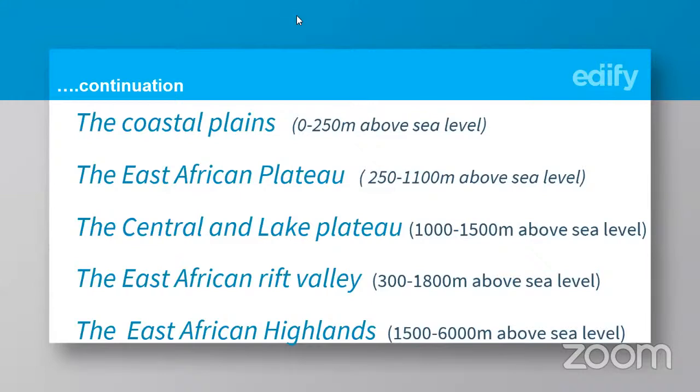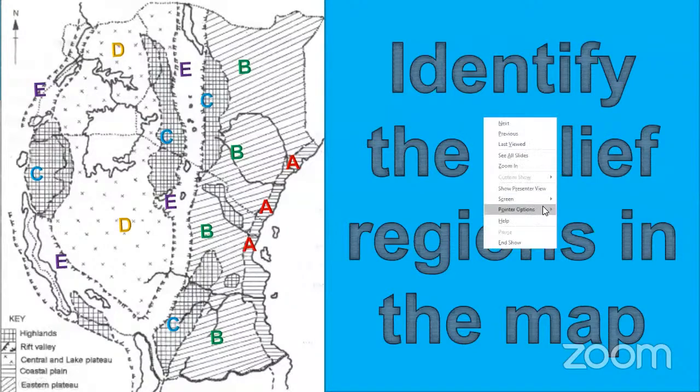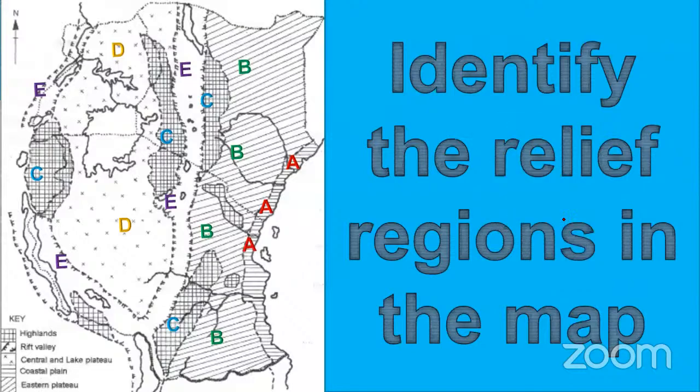So let's look at them in detail. If I have my sketch map of East Africa, can you look at it? Do you see my sketch map on your screens? Now, we are going to identify these areas. The coastal plain. Which letter do you think describes the coastal plain?